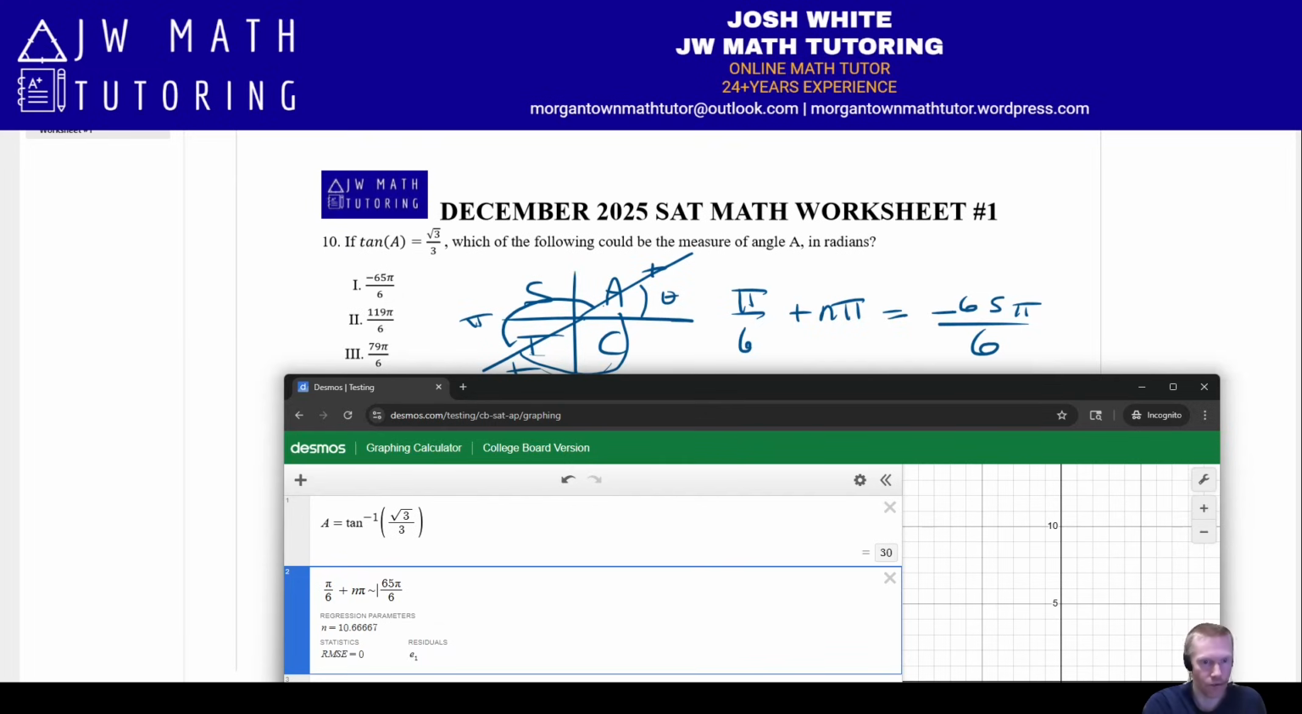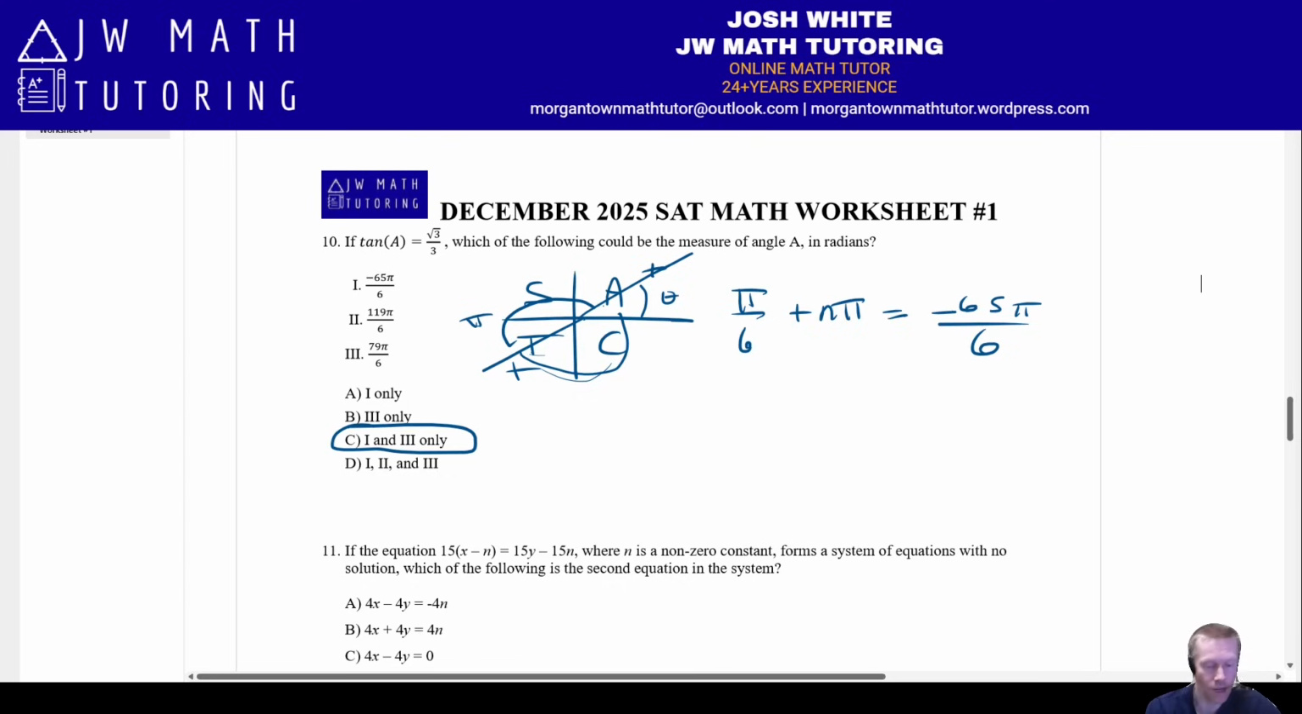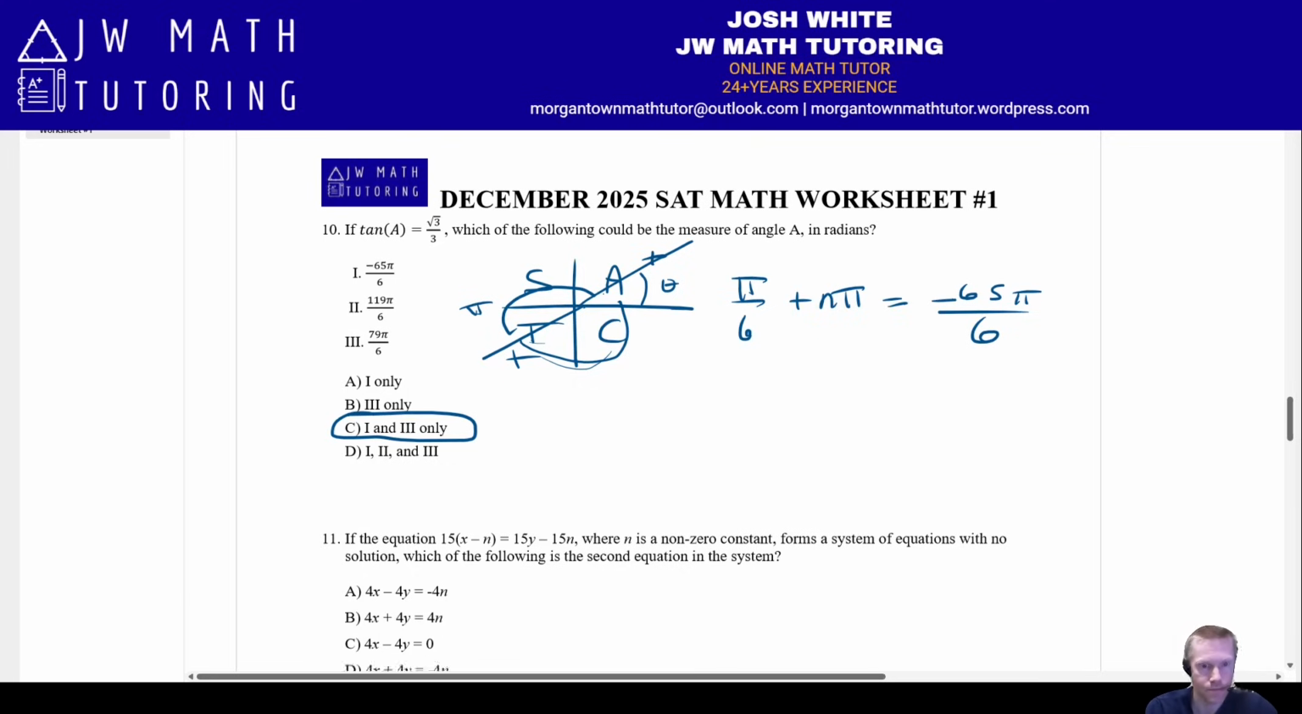However, look at number 2. Let's say I change this to 119. Notice that here n is not a whole number, okay? N is 19.6, it's 19 2/3. So that tells me that this one is not equivalent to this pi over 6 reference angle. Therefore, it's not a possible answer. And notice with 3, here, n is 13. It's an integer value. Therefore, that confirms 3 could be the measure of angle A in radians. Again, that's longer than just typing them all out, but that's just kind of the theory behind this problem.